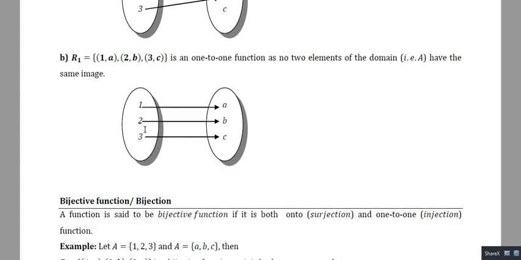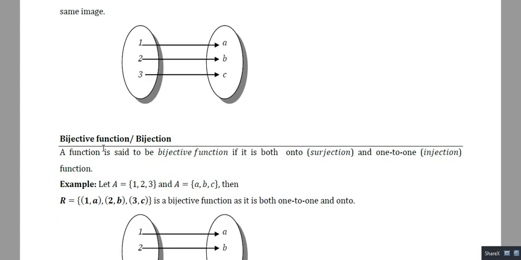So rather we can say it is both one-to-one and onto, because all the elements in set B have some pre-image in set A. Right. So now let us see what is a bijective function or bijection.